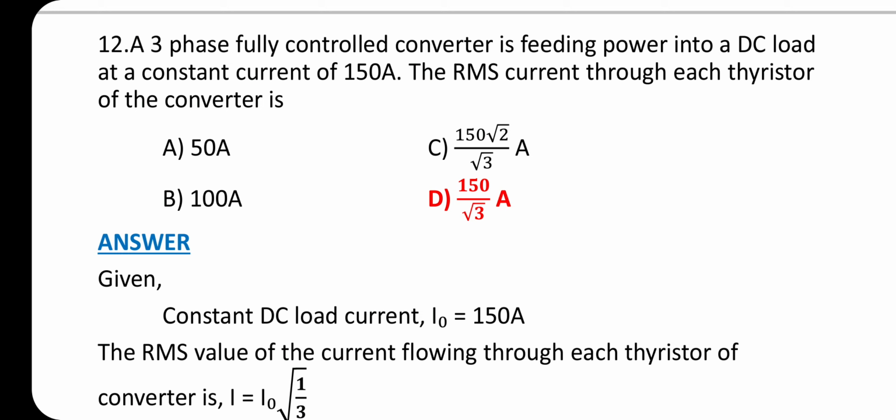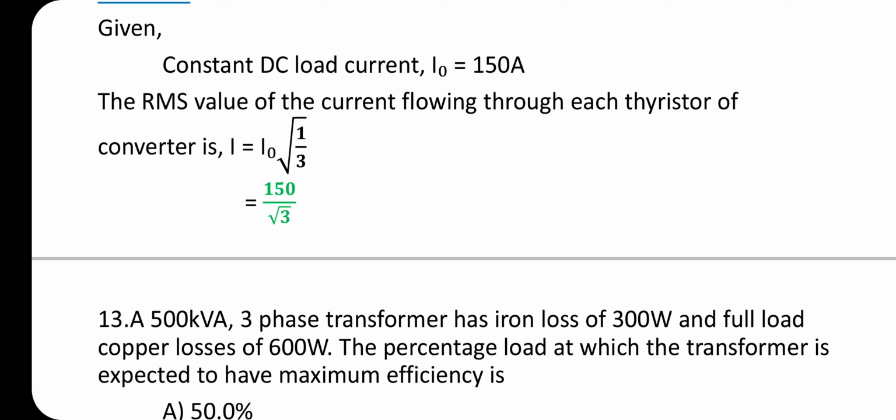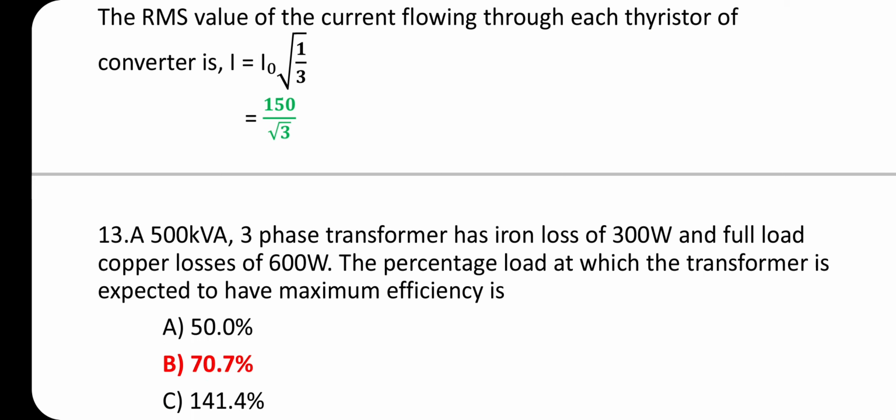Question number 12. A 3-phase fully controlled converter is feeding power into a DC load at a constant current of 150 ampere. The RMS current through each thyristor of the converter is, answer is option D, 150 by root 3 ampere. Given constant DC load current I0 equal to 150 ampere, the RMS value of the current flowing through each thyristor of converter I equal to I0 into root of 1 by 3. We get the answer 150 by root 3.